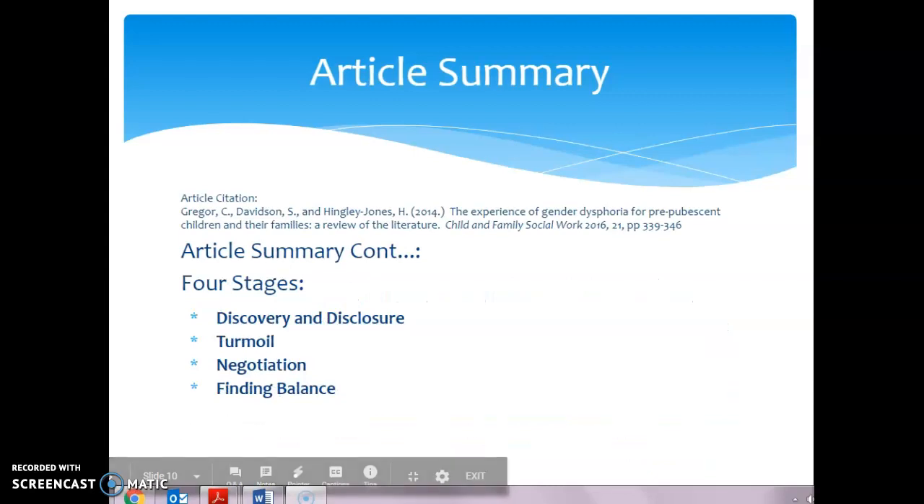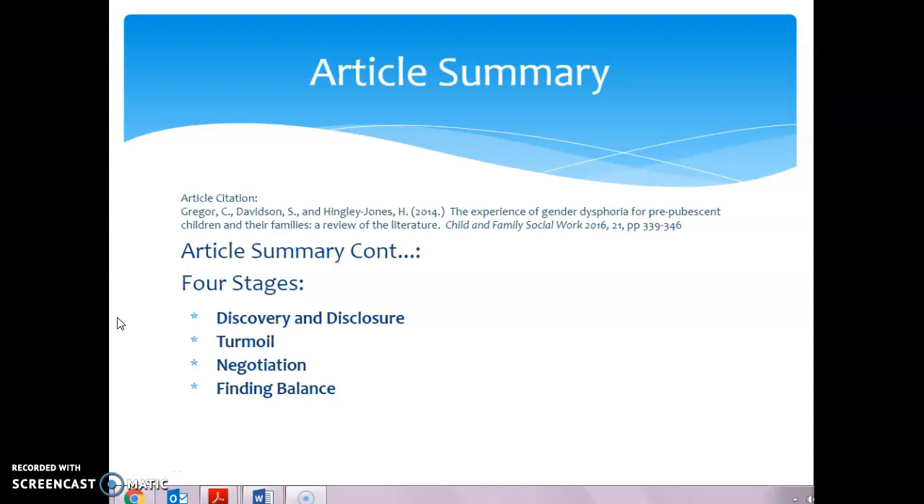The discovery and disclosure stage is the first stage in this process. Although sometimes this is anticipated, this initial stage can be traumatic for families and parents of children who are disclosing gender dysphoria behaviors. The next stage is turmoil. This is identified as the chaotic time as families try to come to terms with the reality of gender dysphoria.